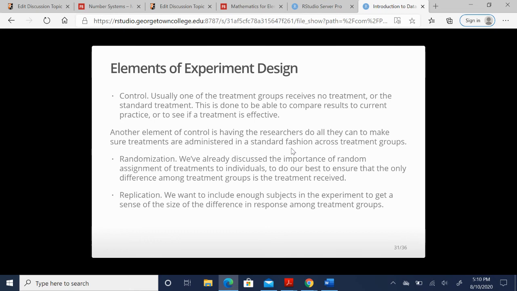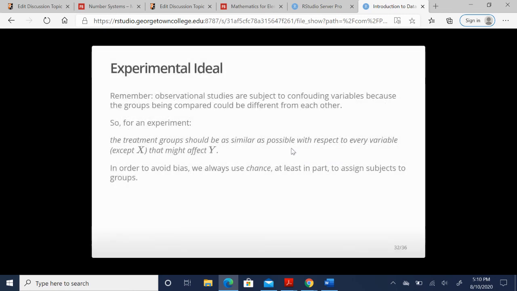We also want to make sure that we have randomization of treatments to individuals and replication. If you do an experiment, you get particular results. If it's a good experiment and the conclusion is solid, you should be able to repeat it again and again and again and get a repetitive result. They may not be exactly the same results, but they're going to be similar in conclusion. Okay, so the experimental idea.